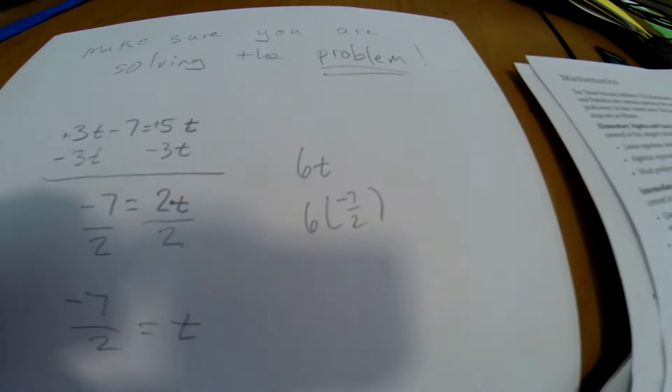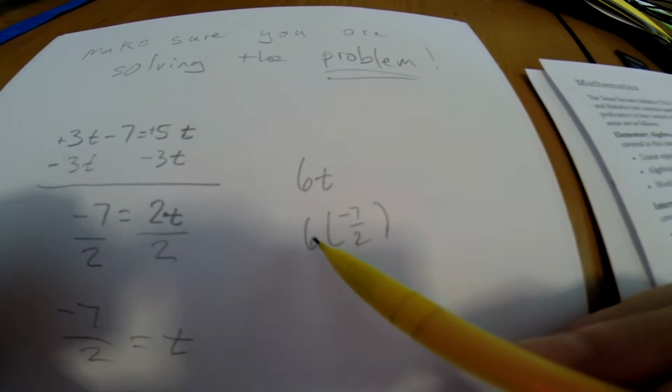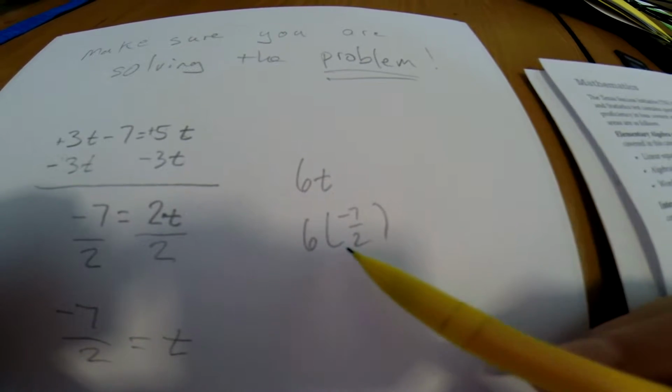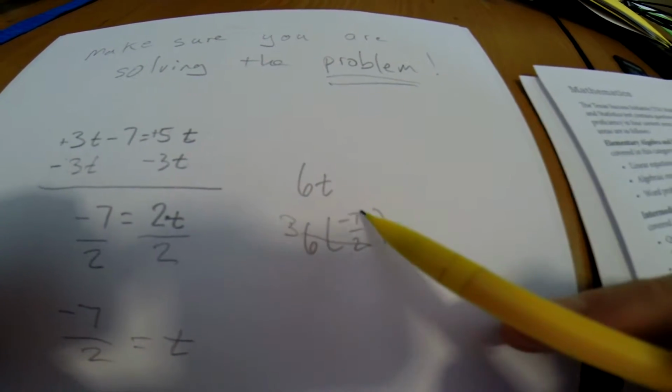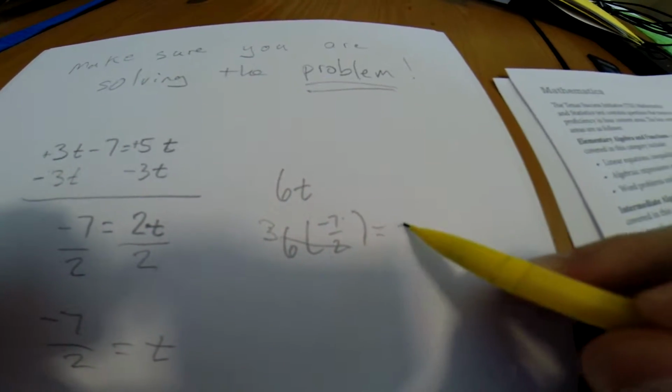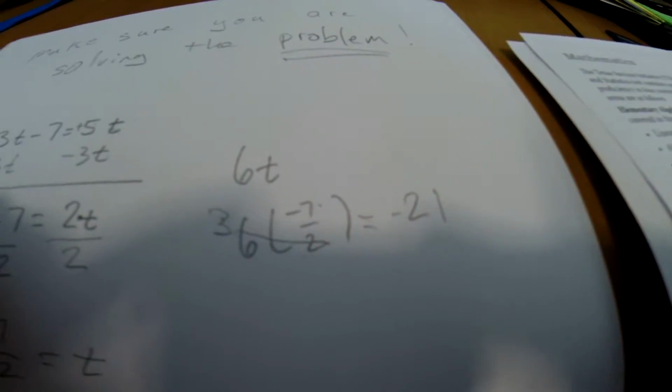So you can type this in the calculator if you want to, but I'm just going to go ahead and do this by 6 divided by 2 is 3. 3 times negative 7 is equal to negative 21. Okay? And look at that. That's answer choice C, which is the correct answer.